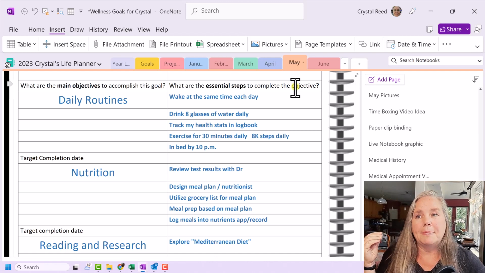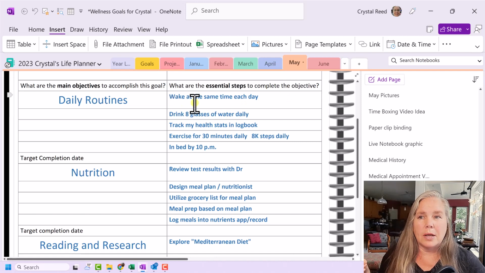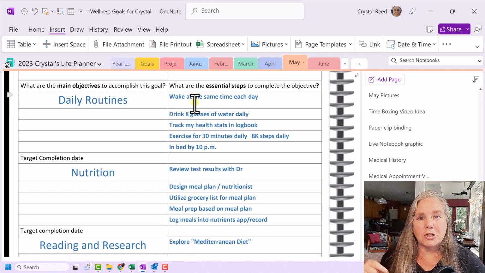Well, I thought about it, I need some consistency. So I want to make sure that I wake up the same time each day. All right. And the reason that's important is because your body is on this circadian rhythm clock. And if you sleep late one day and you wake up really early the next day, it kind of throws your whole system off. And your blood sugar does not like that. So I'm trying to be very consistent about what time I wake up.